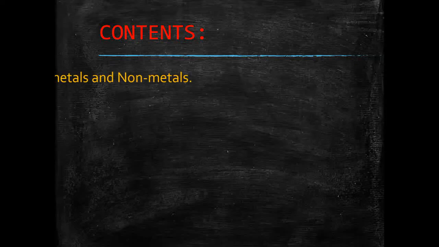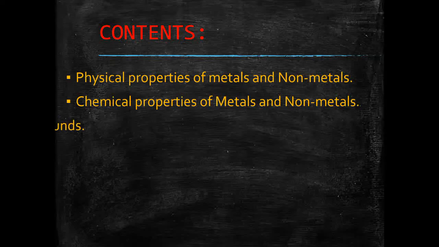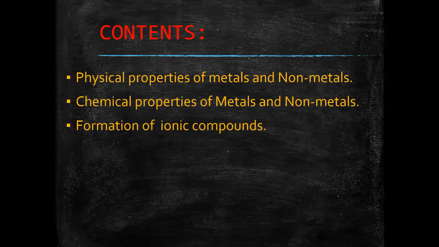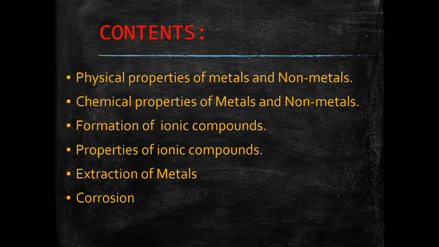The content of the chapter will be physical properties of metals and non-metals, chemical properties of metals and non-metals, formation of ionic compounds, properties of ionic compounds, extraction of metals, and corrosion.